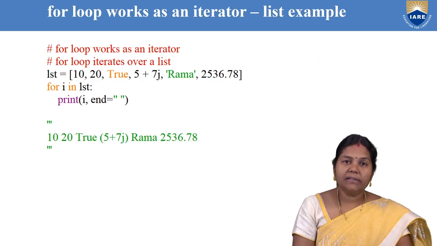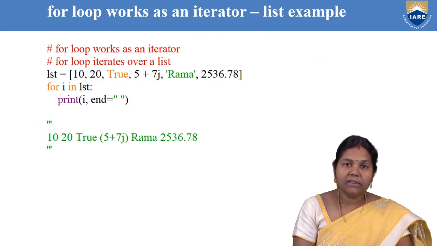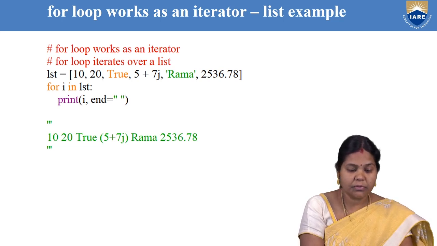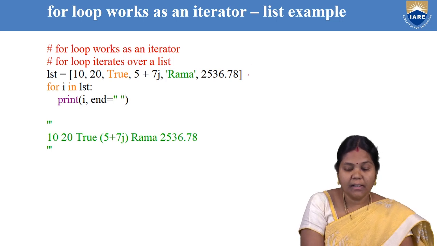Now, let us see how the for loop works as an iterator. Suppose we want to take a list and display the elements of the list. So, here we have taken a list, which is a collection of mixed type of values.